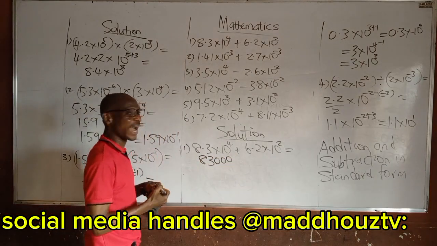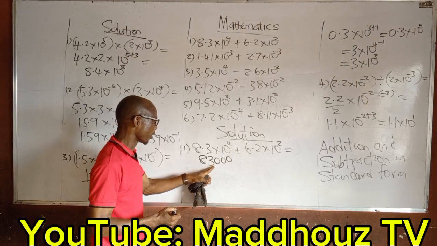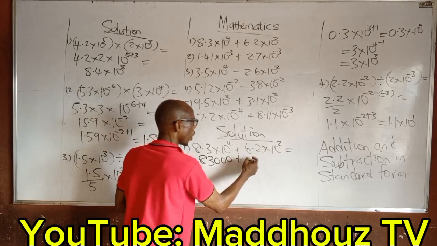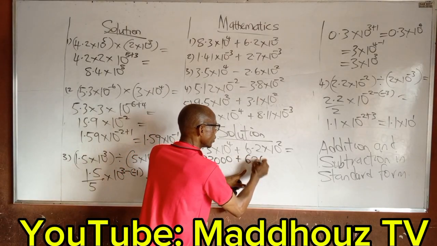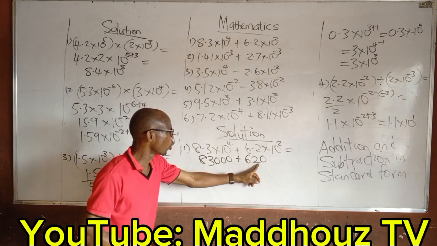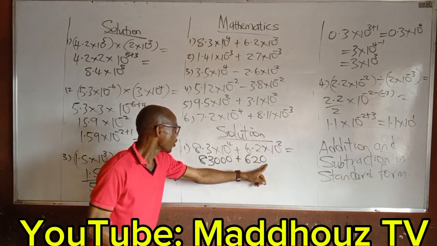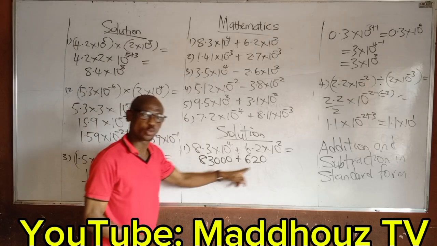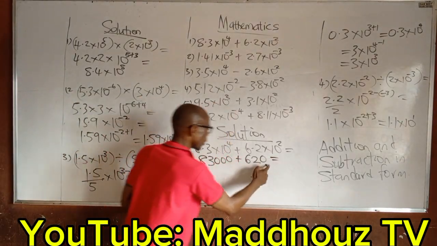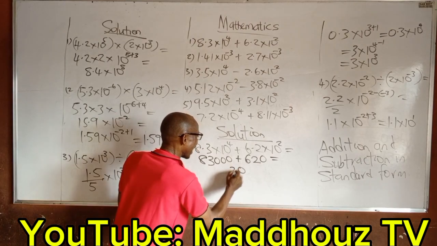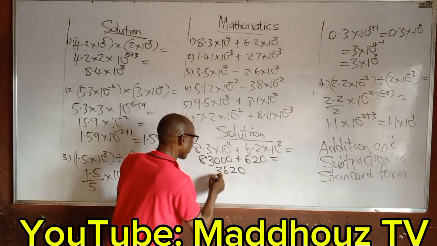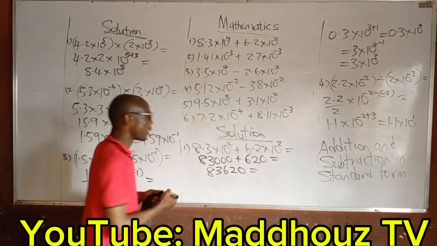83000. This is what we have. 83000 plus 620. You see that now? So we can now add them up together and express what we have. We have 0, we have 2, we have 6, and we have 3 and 8. So this becomes our value.